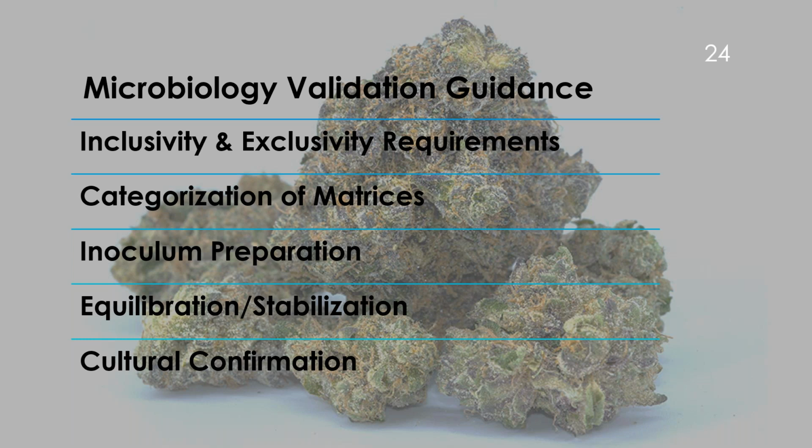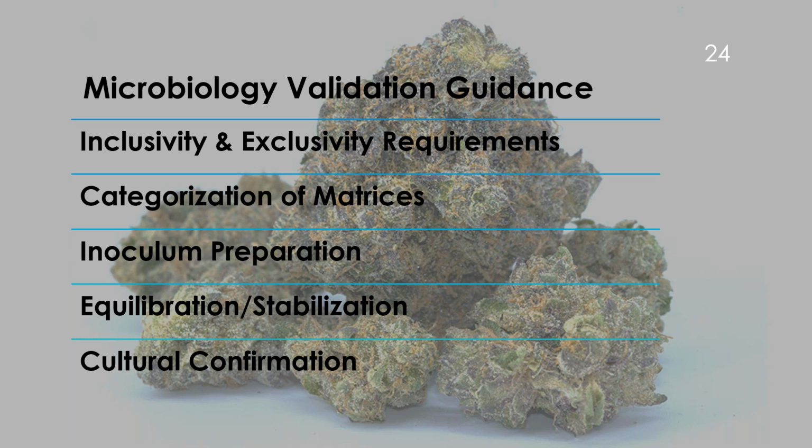How we categorize matrices and what the test portion sizes are with those. How we have to prepare cultures to go into the product. So there are certain requirements for growing those cultures, stressing them, and what sort of equilibration and stabilization conditions they need to follow to really evaluate a matrix to then be able to say that, all right, if Salmonella was in this flower, this is how we would anticipate finding it in the real world. It's not going to be healthy, it's going to be stressed.